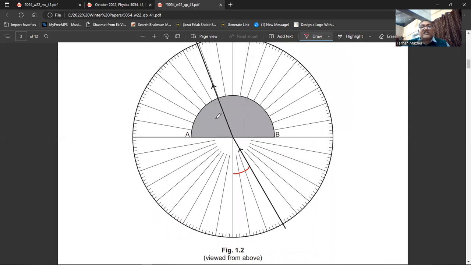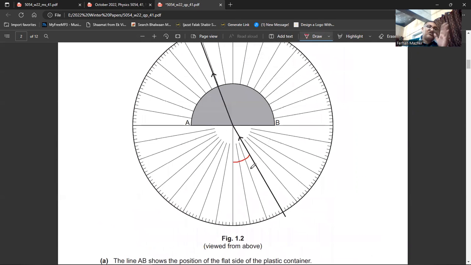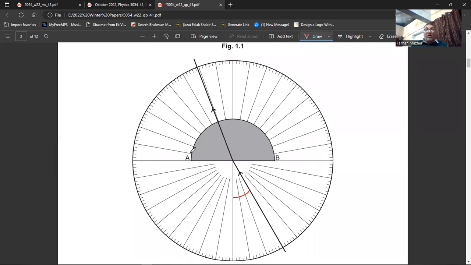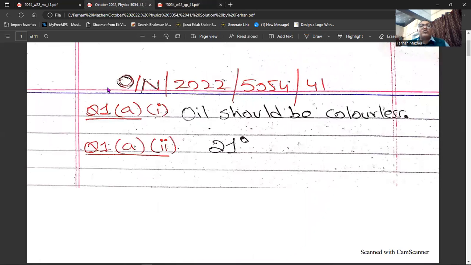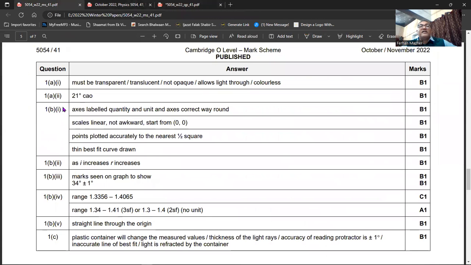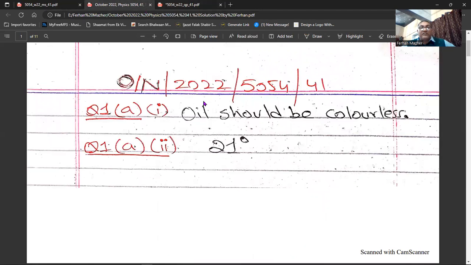So this container has oil in it, and we want the light to pass through that oil. So the one very important thing that the oil should have is that the oil must be colorless. There should be no color in the oil so that the light can easily pass through it. The oil should be colorless. It should be transparent.